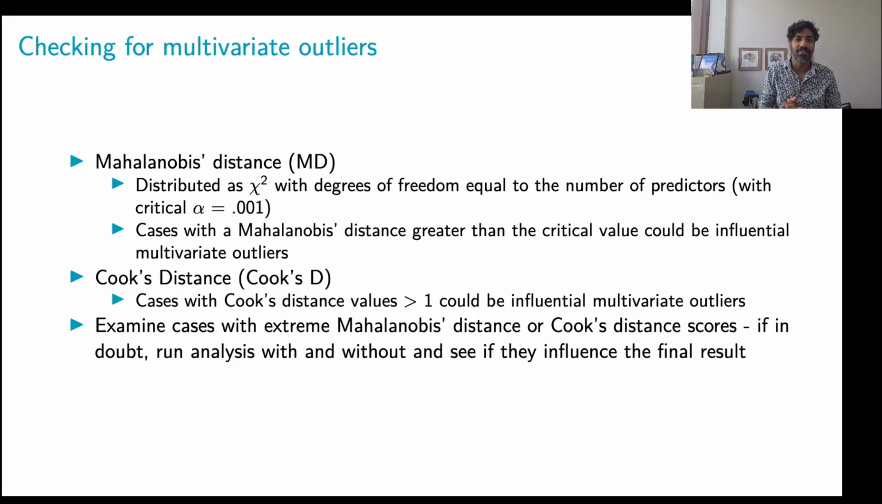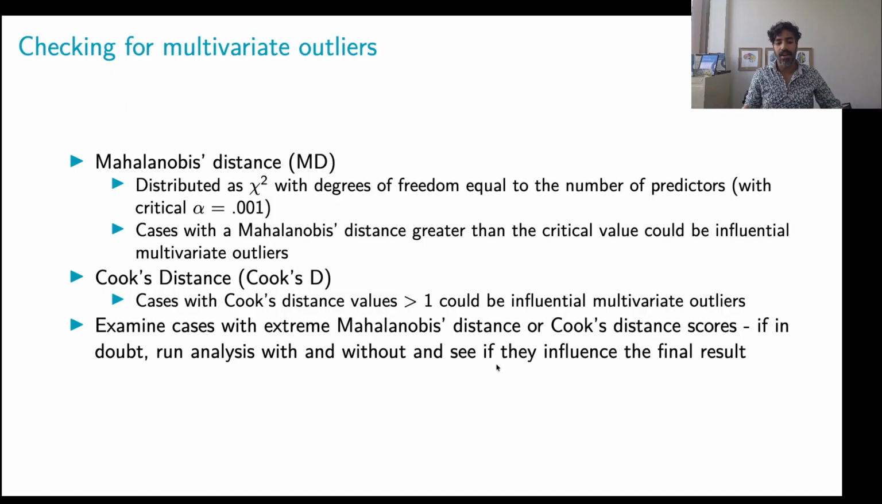If you like using shorthand, cases with Cook's distance values greater than 1 could be influential multivariate outliers. So this gives you a score for each of your observations, and it identifies those with a value greater than 1. So you want to examine cases with extreme Mahalanobis distance or Cook's distance scores. If in doubt, run analyses with and without and see if they influence the results.